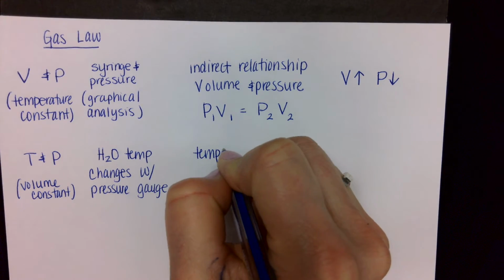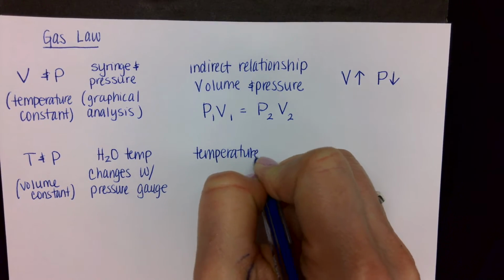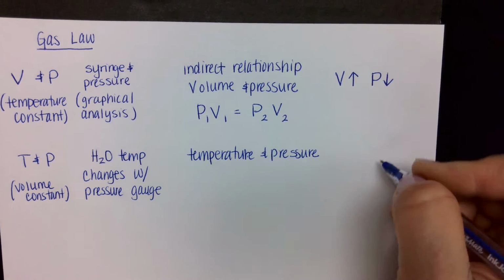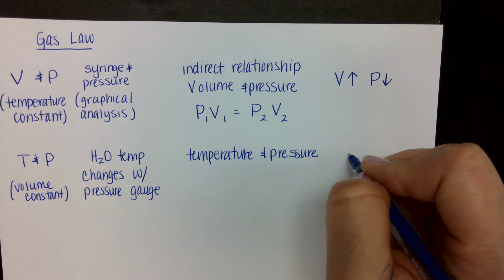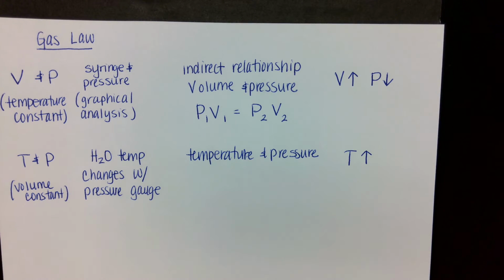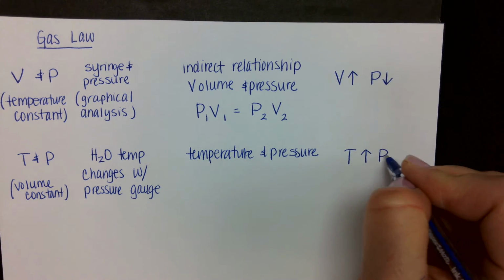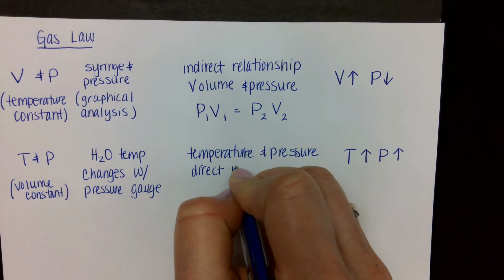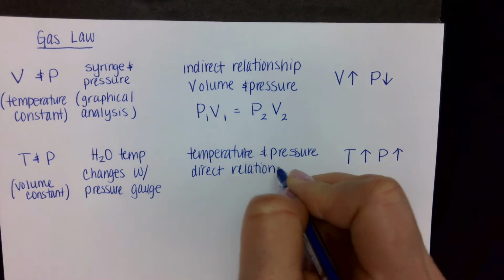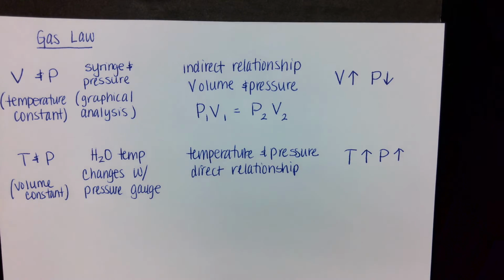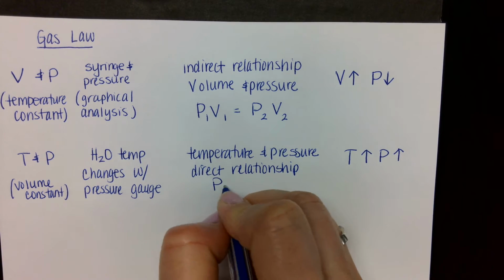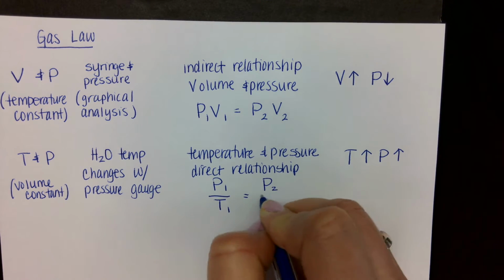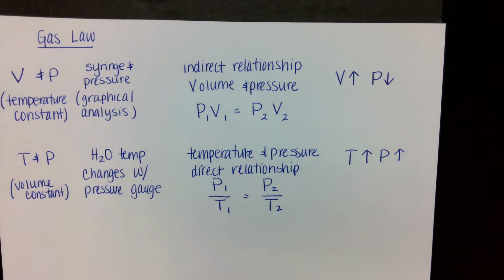So we will rewrite that and say temperature and pressure. What we saw here is that as we increased temperature, we noticed the pressure also increased. And this relationship is called a direct relationship. The mathematical equation would look like this: P1 over T1 is equal to P2 over T2.